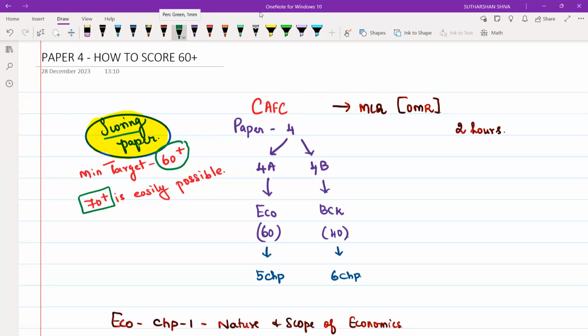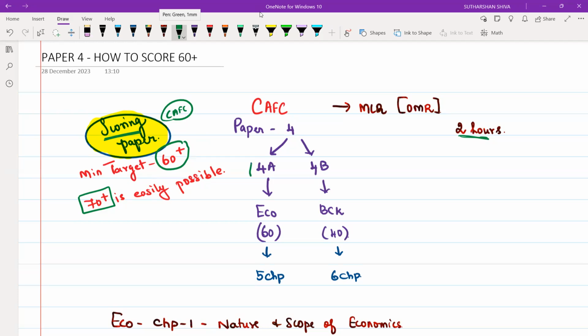Because this paper is a scoring paper in your CA Foundation level. It is one of the scoring papers, and you can save so much time in the examination too. 2 hours is not even required for your examination. Maximum 1 hour to 1 hour 30 minutes is more than sufficient to write this exam. So in economics, everything is based on the concepts you have understood.